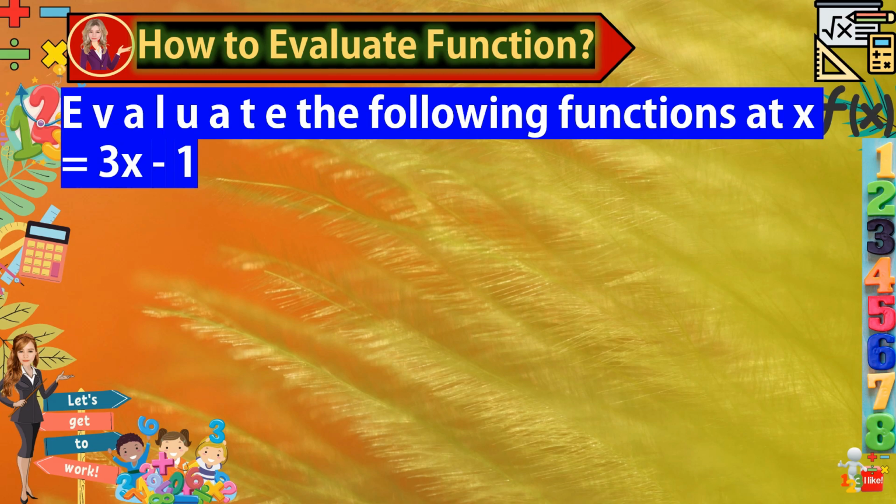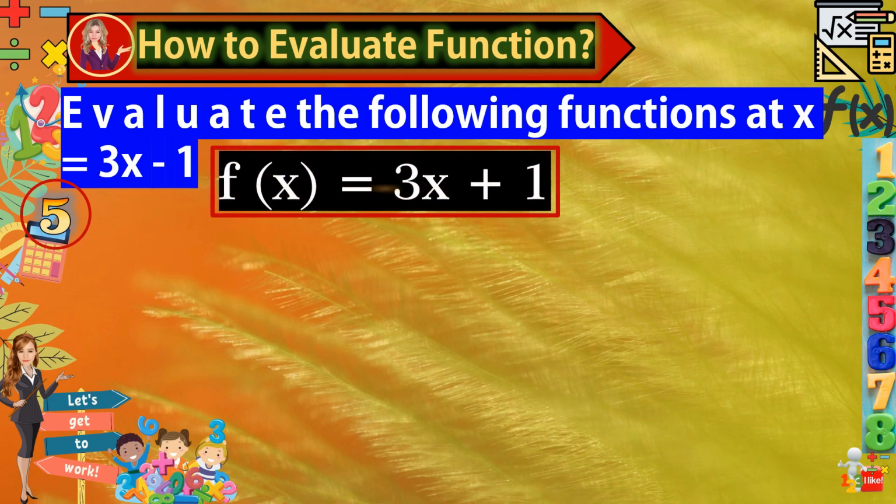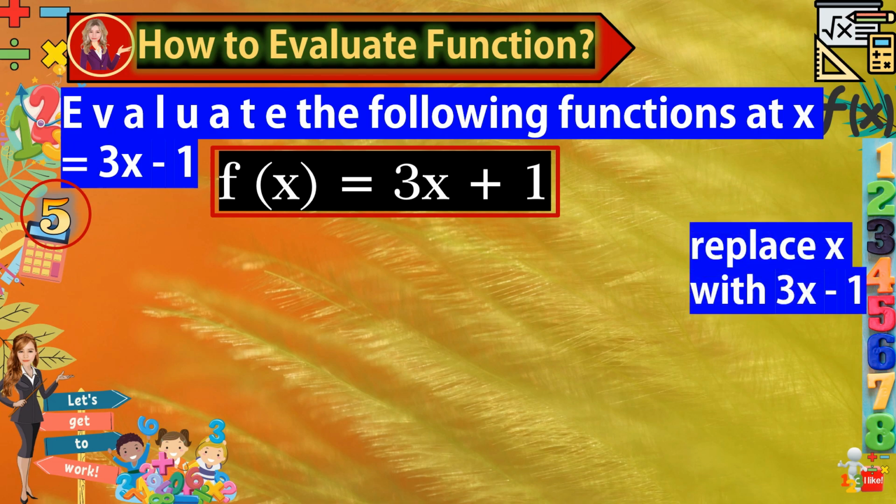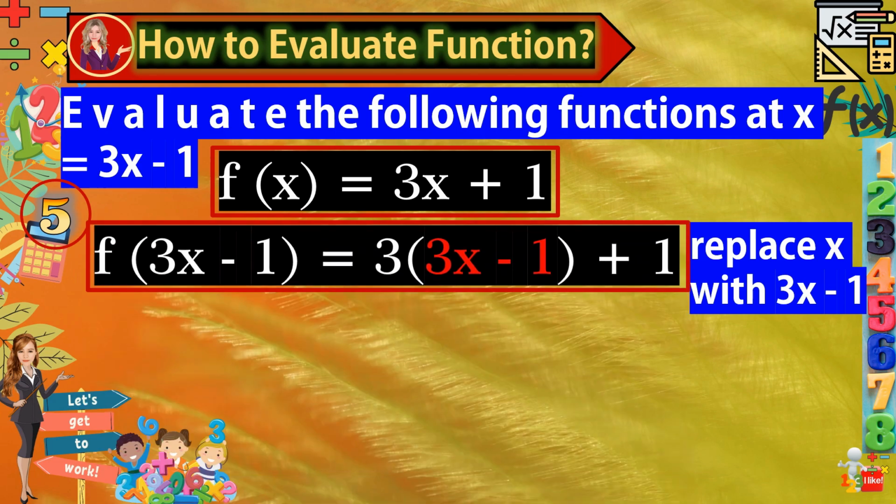How about if the given x that you need to replace is a binomial? Let us consider this example. Evaluate the following function at x is equal to 3x minus 1. Copy the given first. f of x is equal to 3x plus 1. Then replace or substitute 3x minus 1 for the variable x.